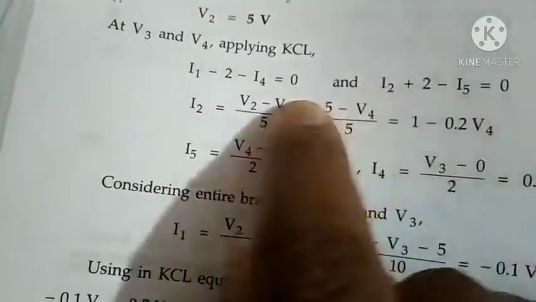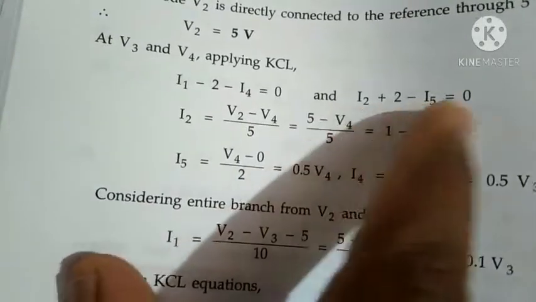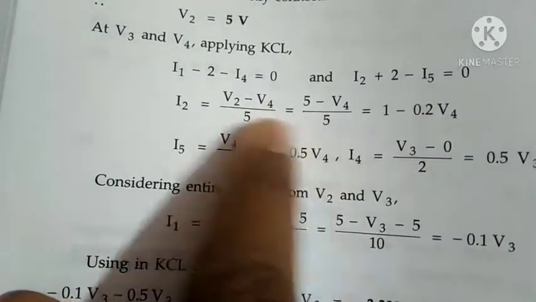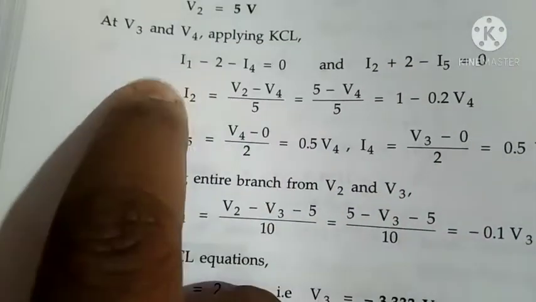After simplifying, similarly we can apply KCL at node 4. After applying KCL at node 4, we got this equation. After simplifying these equations, we can get the value. Here, the value of I2 can be calculated as, where is I2?